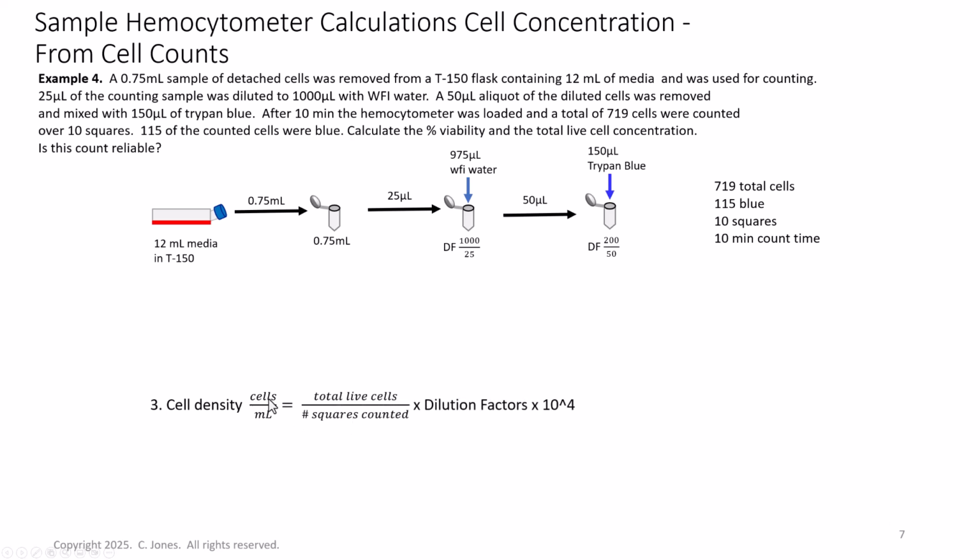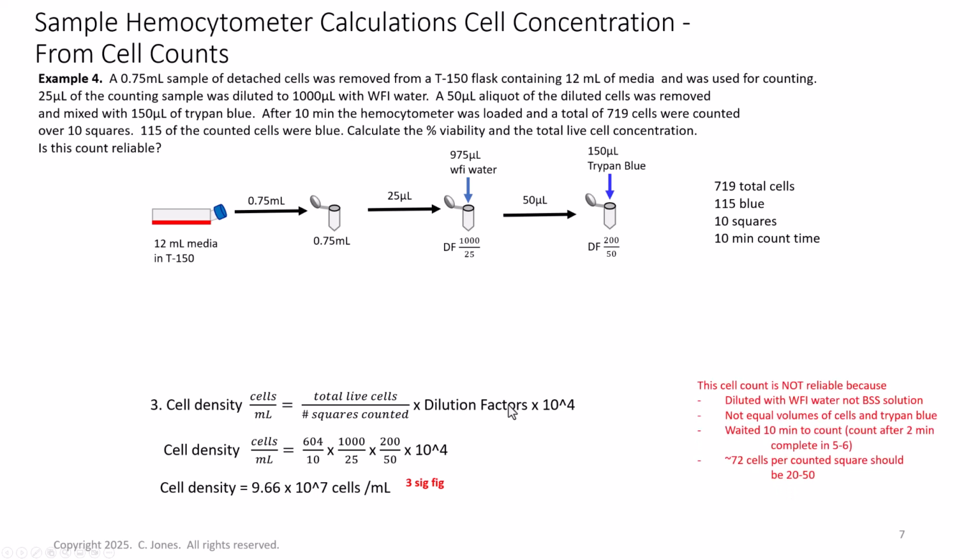Cell density. Again, cells per mil is equal to the total live cells divided by the number of squares counted times the dilution factors, there are 2, times 10 to the fourth, the hemocytometer constant. Okay? And so the cell density is, again, 604 live cells divided by 10 squares times 1,000 over 25 times 200 over 50 times 10 to the fourth. Okay. So we plug the numbers in, we get 9.66 times 10 to the 7th cells per mil. Again, obeying our 3 significant figure rule.